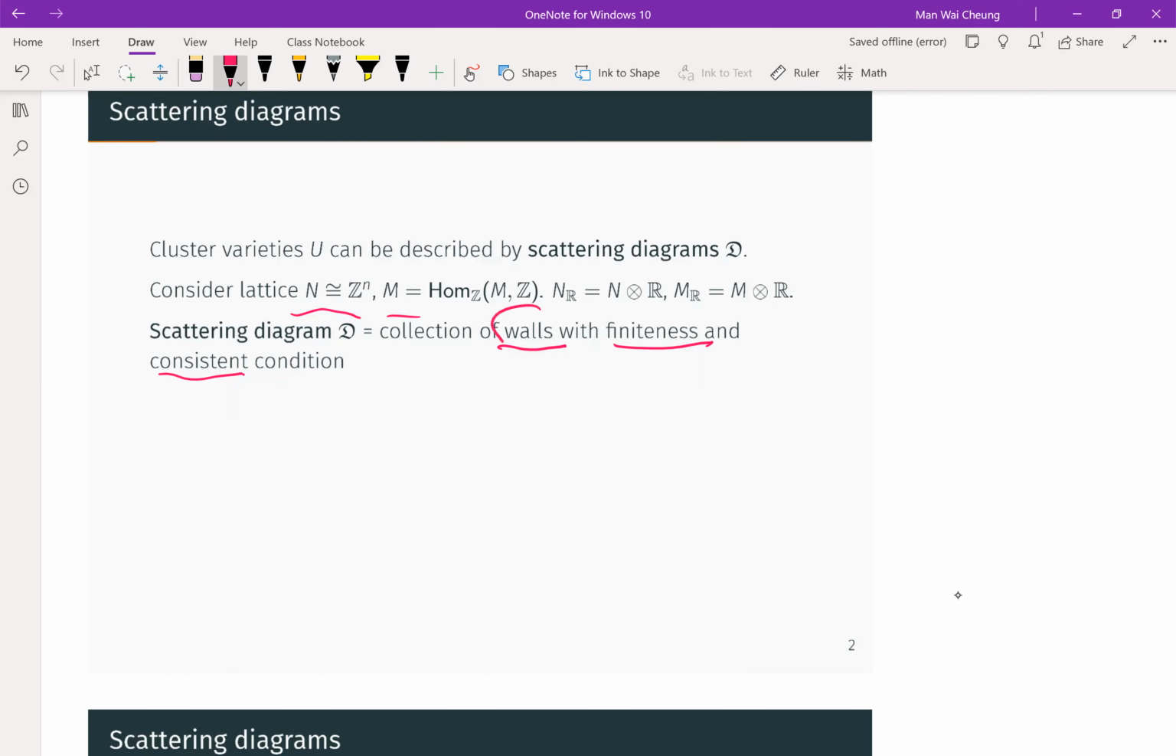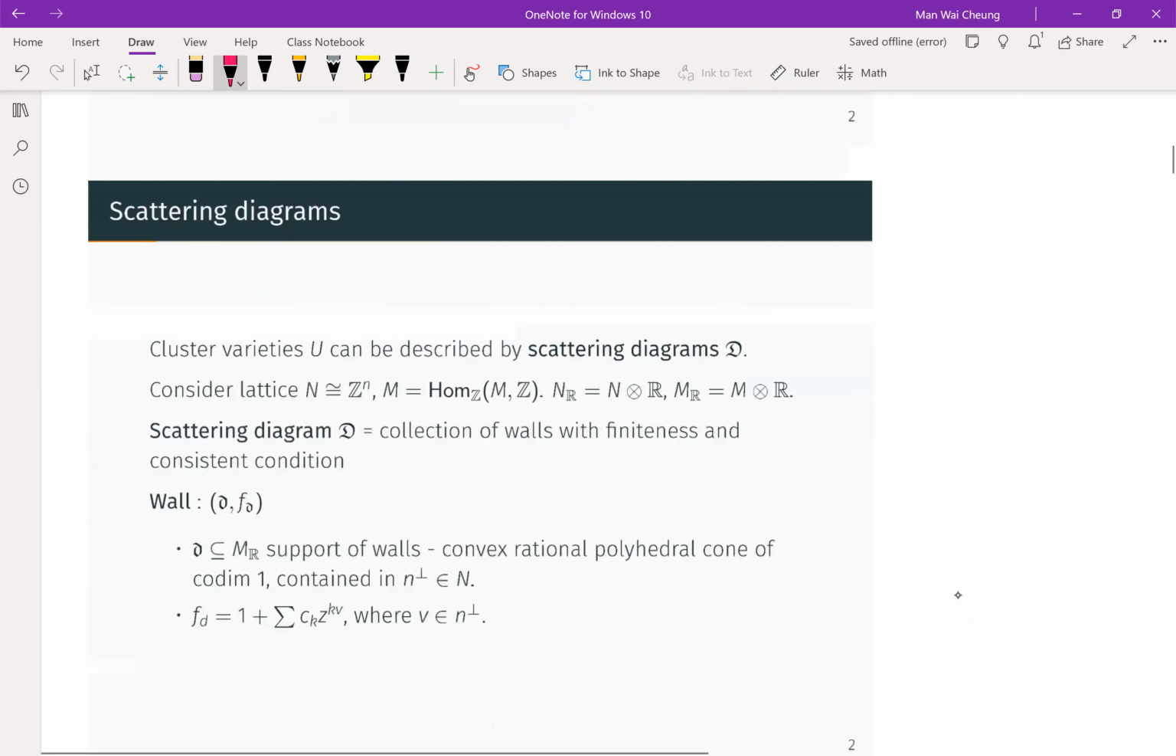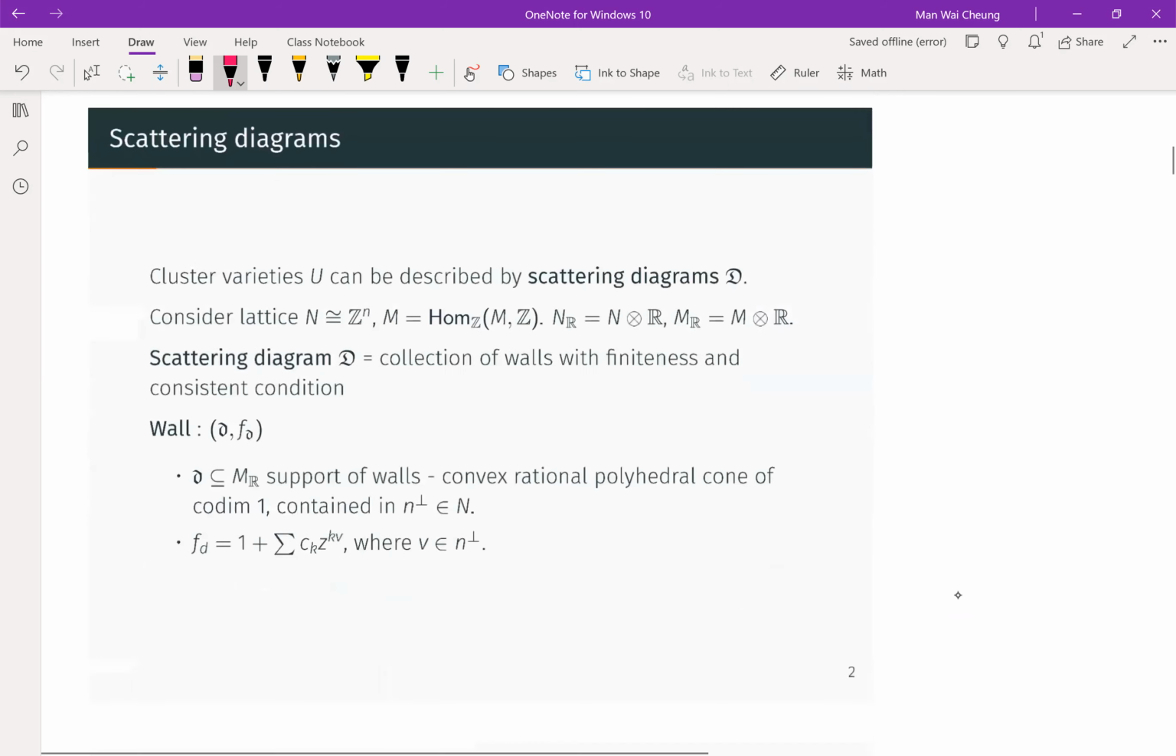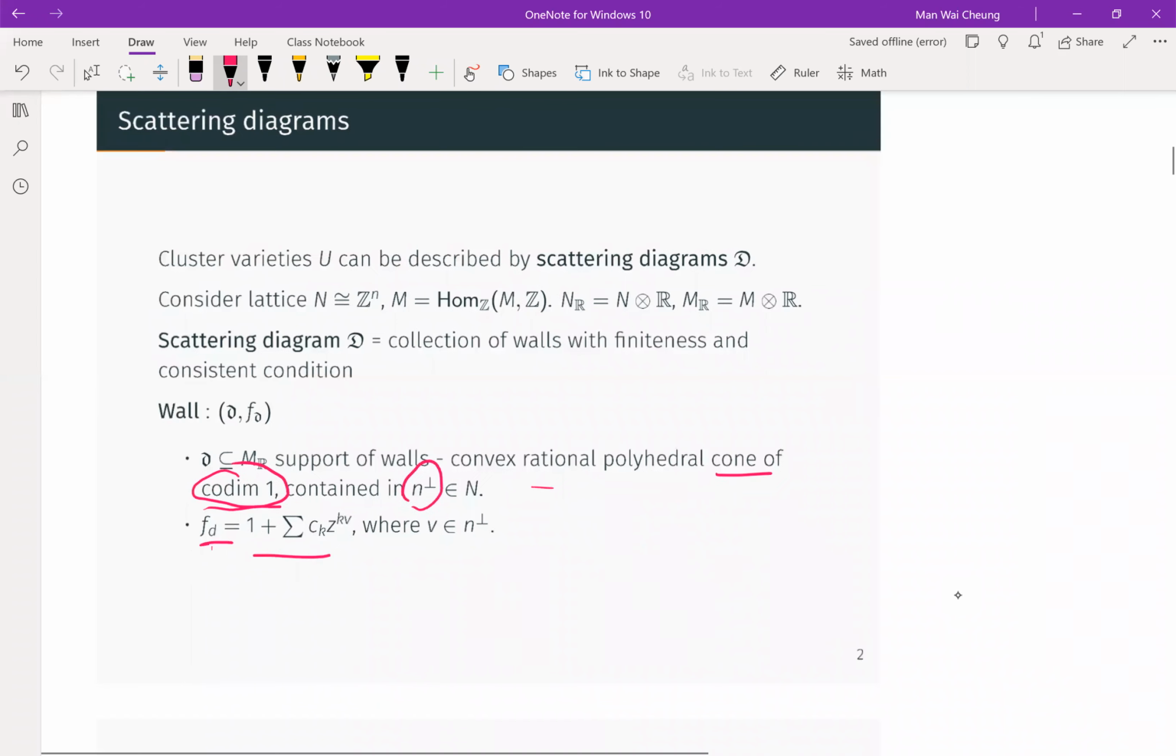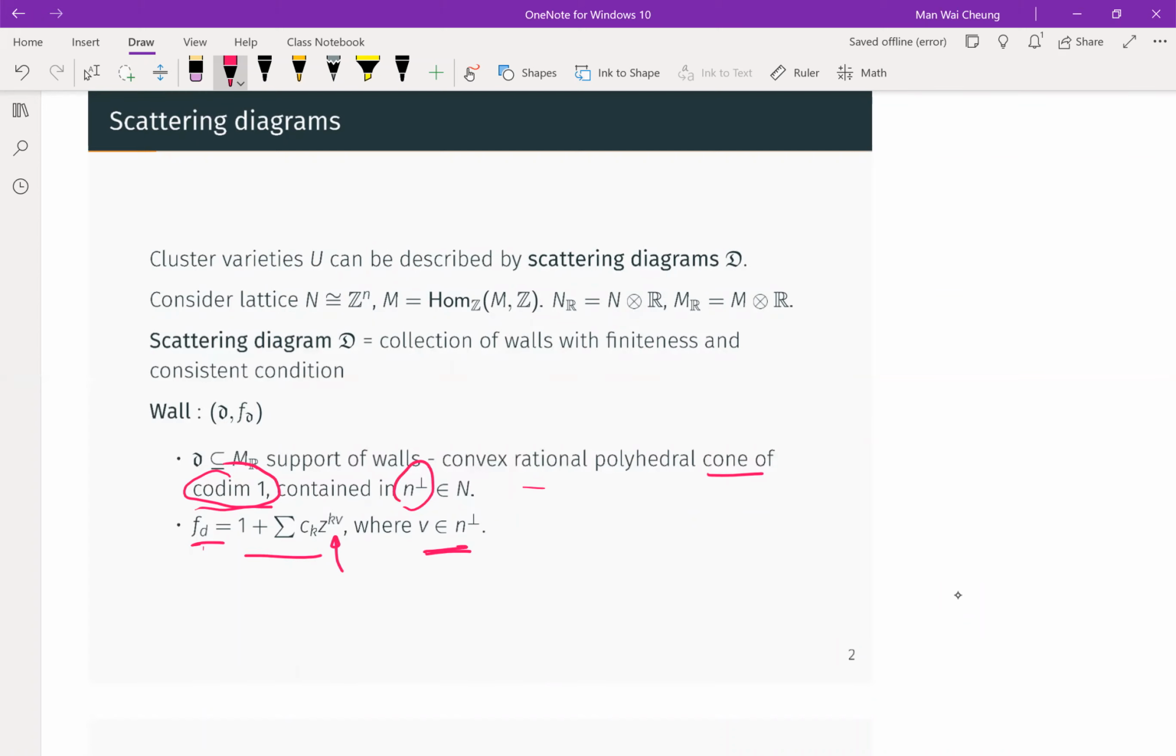But first of all, the first question: what is a wall? A wall is, as we might imagine, first of all a codimension 1 cone. But then with each wall, with this cone, we associate a function on it. It's either a polynomial or a power series. And here, let's go to an example. The wall is of codimension 1, so it is contained in some hyperplane. And the function is a function in a variable that lies on this hyperplane. So this is roughly how our walls look.